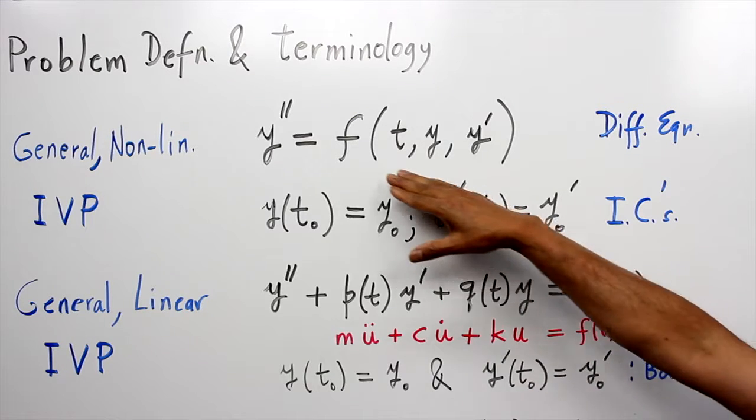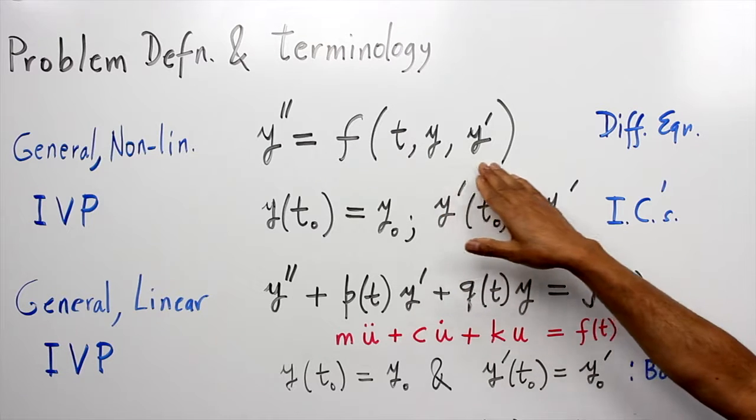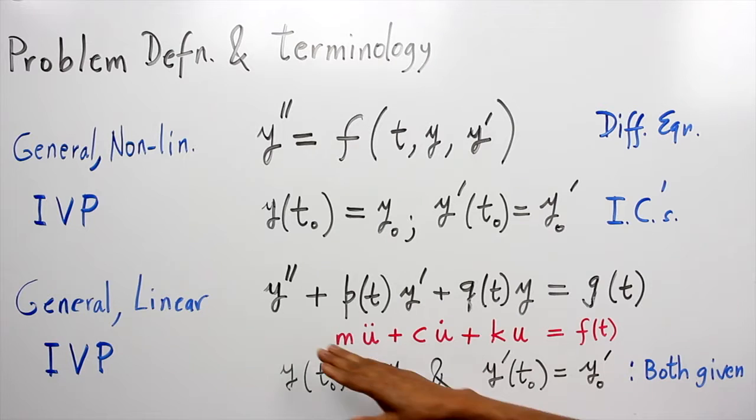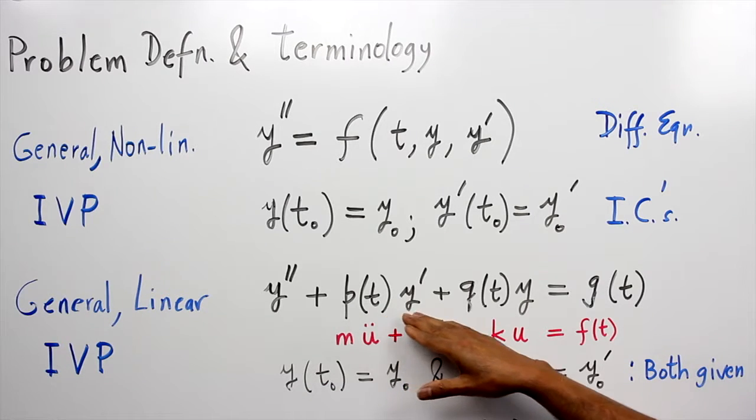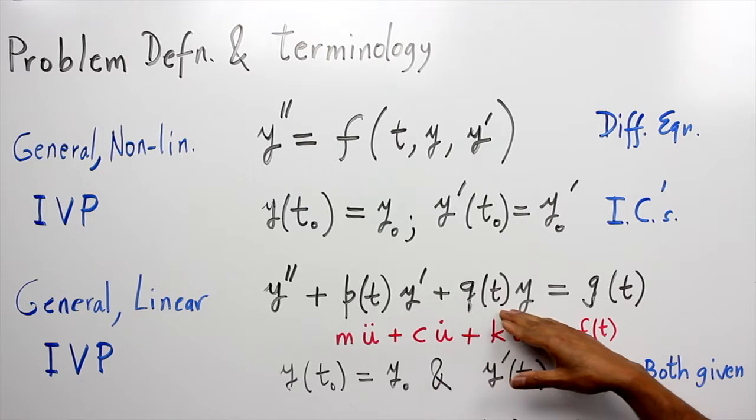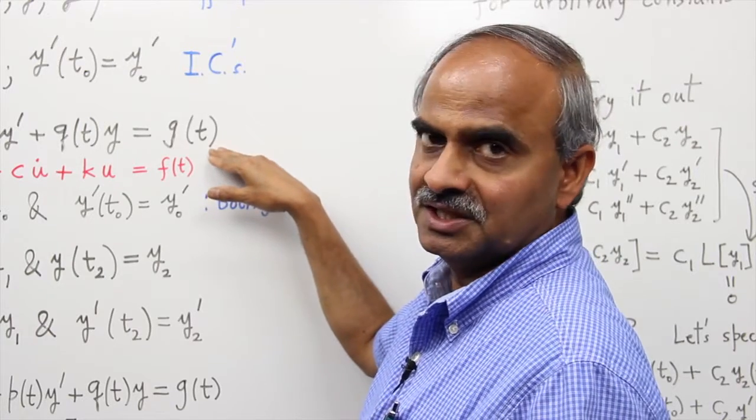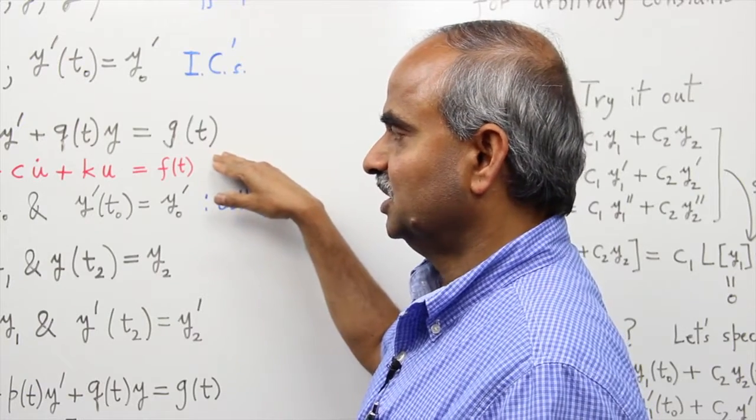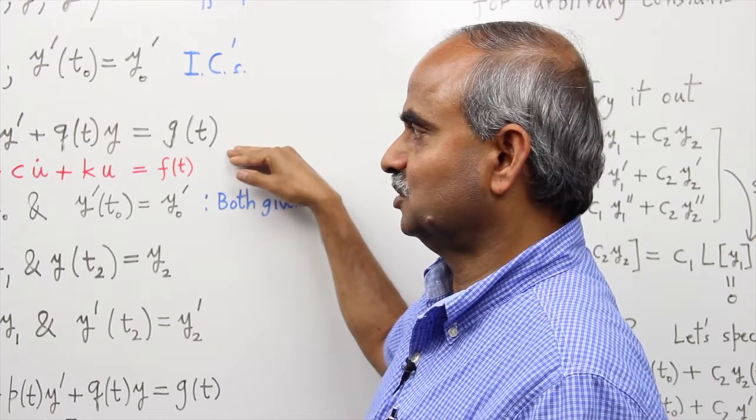If this differential equation, this function f, is a linear function of its arguments, y and y prime, we can write it in this general form: y double prime plus some function p of t times y prime plus some different function q of time times y equals a known right hand side g of t, which is yet another arbitrary function. So that describes the general form of a linear second order differential equation.